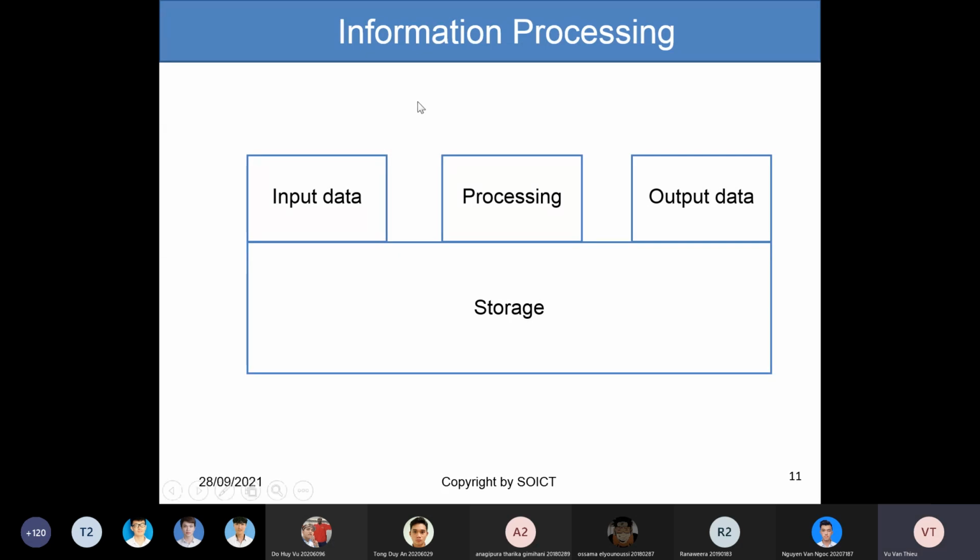Information processing includes 3 stages. First, we need to input data, and then we process data, and finally we output data. In all 3 stages, you need memory or storage to store data. So this is a model of information processing. We have 3 stages: input data, process data, and output data. For all of it, we need storage to store data. We store input data, we store output data, and also we store data during processing.